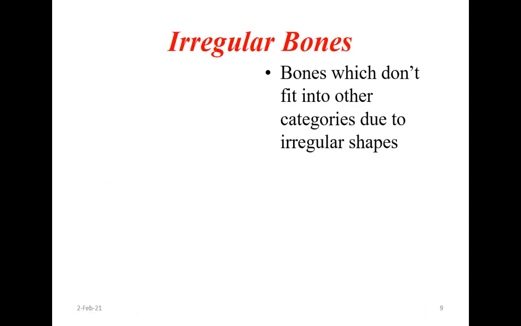Now coming to the irregular bones. Irregular, as the name indicates, means not regular. These are bones which don't fit into any other category due to their irregular shape. They don't have a specific shape, so they are called irregular bones.